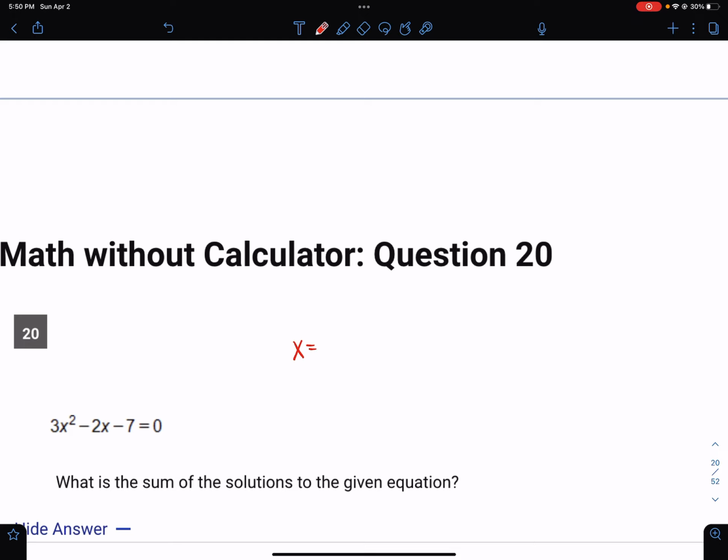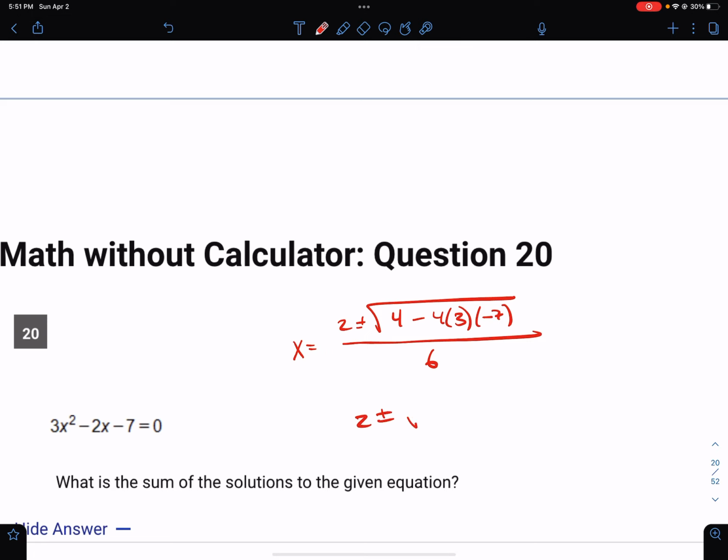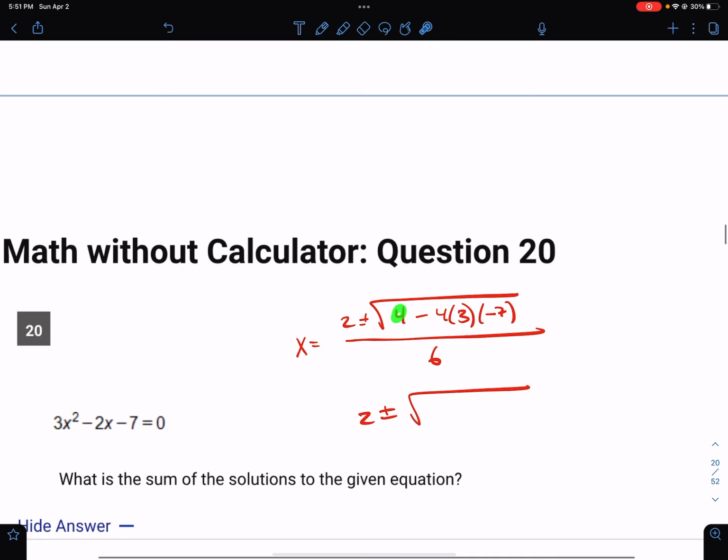X equals opposite b, so 2 plus or minus b squared, which is 4, minus 4ac, all over 2a, so 6. Now let's do quadratic formula. We have 2 plus or minus square root of, what's that going to be? 4 minus minus. So 4 plus 3 plus 7.